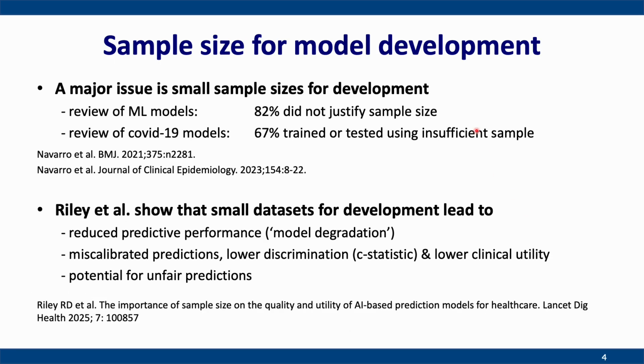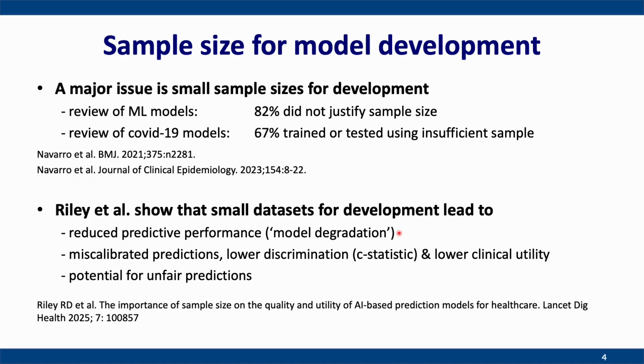A major issue is sample size. So sample size for model development is often very, very small. We've done various reviews. For example, machine learning methods, 82% didn't justify their sample size. In a review of COVID-19 models, 67% trained or tested using an insufficient sample size. Why is this important? Well, we showed in a paper in Lancet Digital Health that small training datasets lead to models that have reduced predicted performance. This is something that I call model degradation.